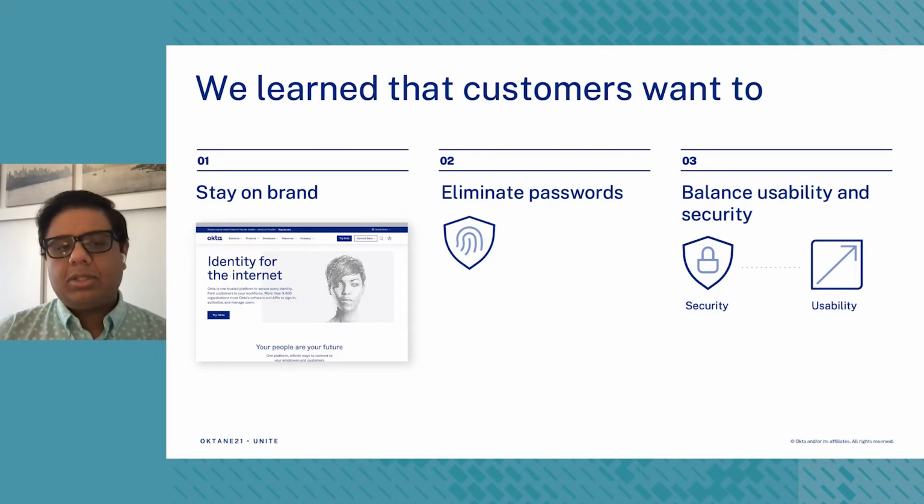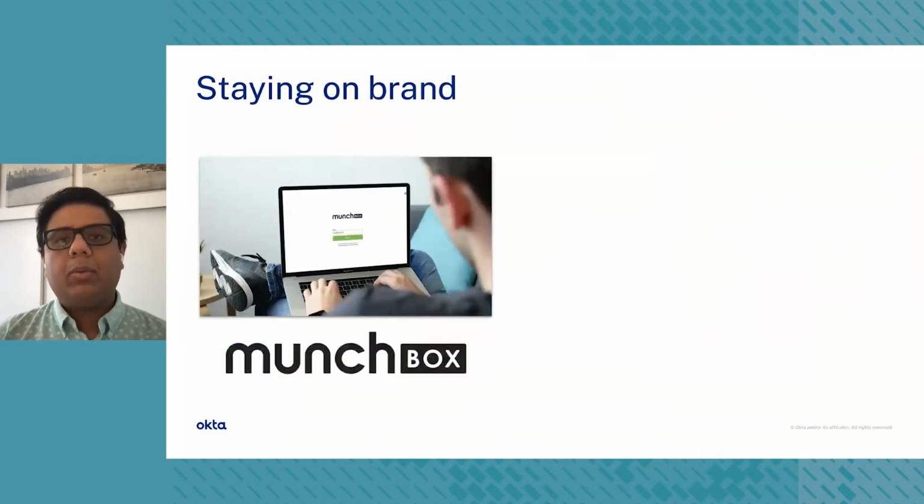And what I like to do is chat a little bit about each one of these and dive into the learnings and the problems that we've seen from customers. Starting with staying on brand. Now, in this example, I have an app called Munchbox. Now, Munchbox is just a simple application. All you do is you sign into Munchbox and you can build your own snack box filled with any types of goodies you'd like, and you check out.